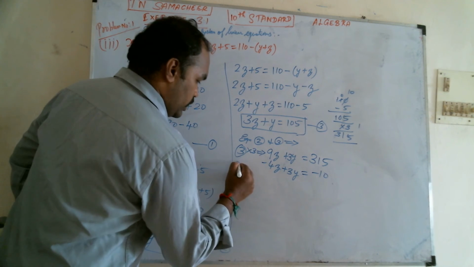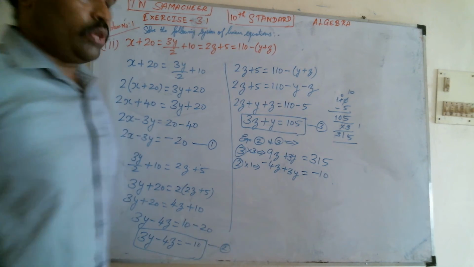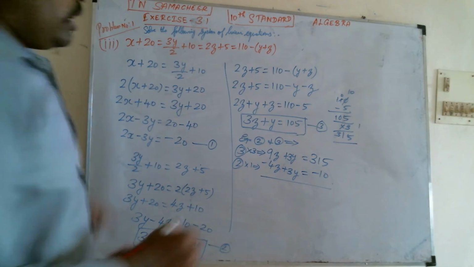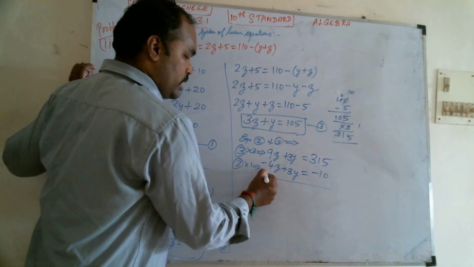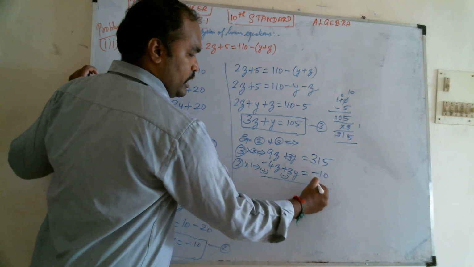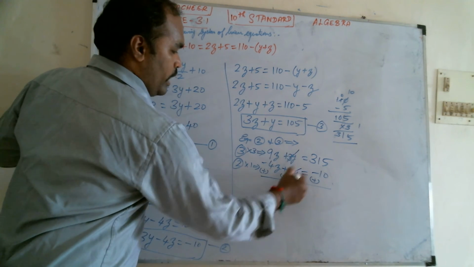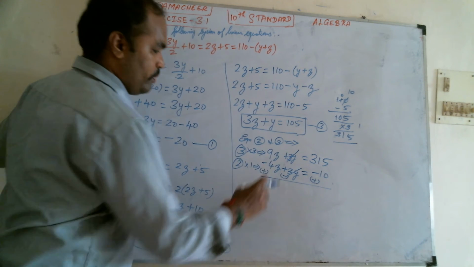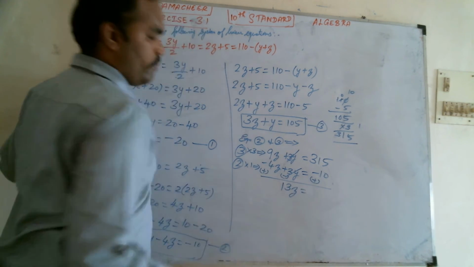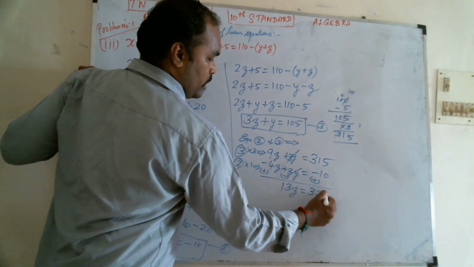Fourth equation, that is the second equation, we no need to multiply it because we can use it as it is. So here, as per the algebraic method, minus should be converted to plus, and plus should be converted to minus. So plus 3y and minus 3y cancelled. 9z plus 4z is how much? 13z. 310 plus 315 plus 10, 325.